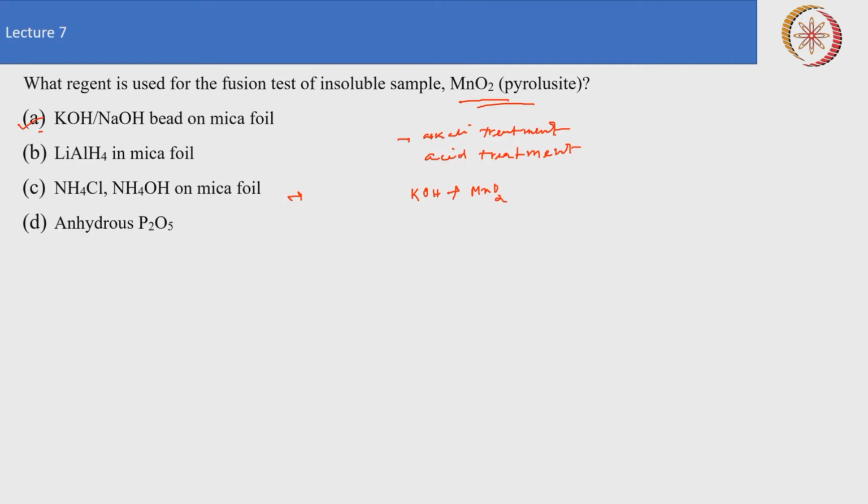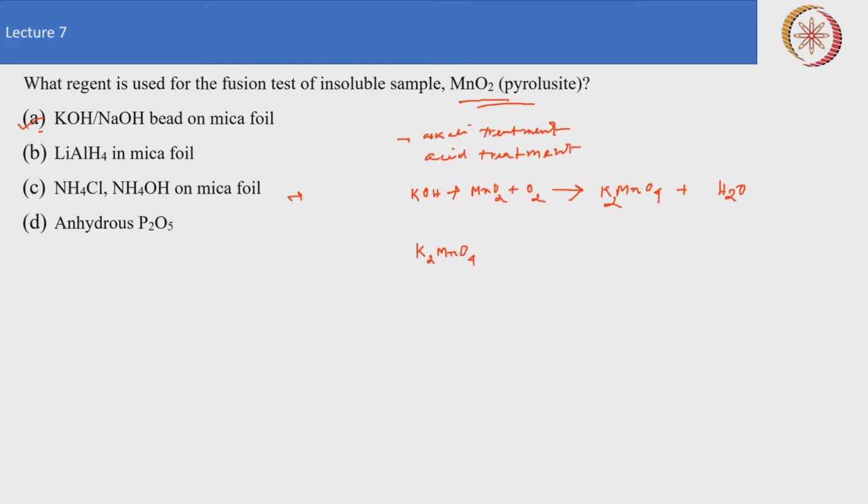Okay, so basically if you do KOH and manganese oxide, and if you heat, this is the alkali fusion method. So KOH and manganese oxide, if you heat in the presence of oxygen, basically in an open atmosphere, then oxygen will be there. So in the presence of oxygen, what will form? K2MnO4 plus H2O.